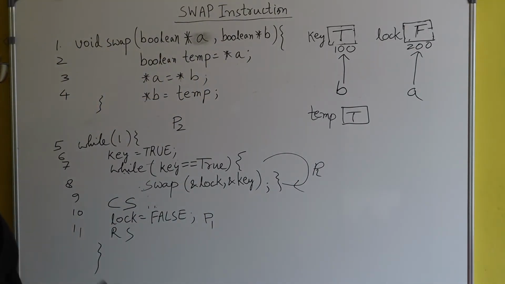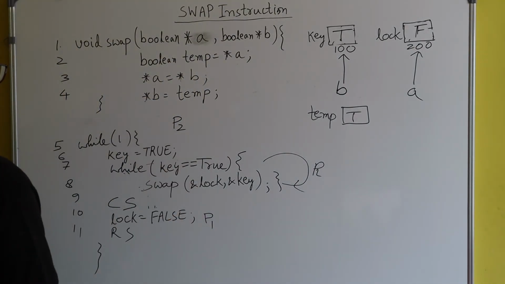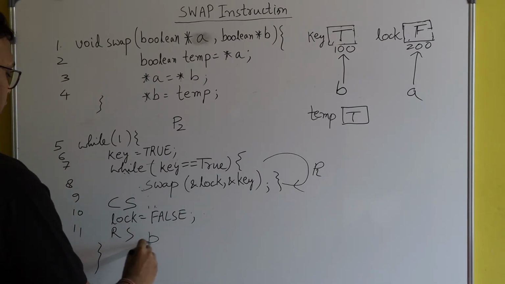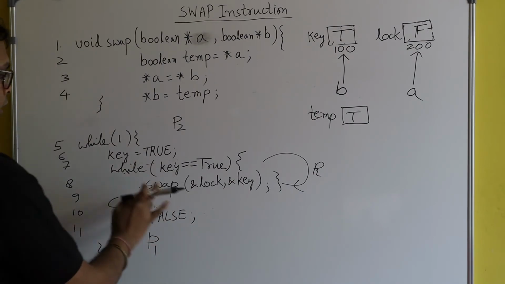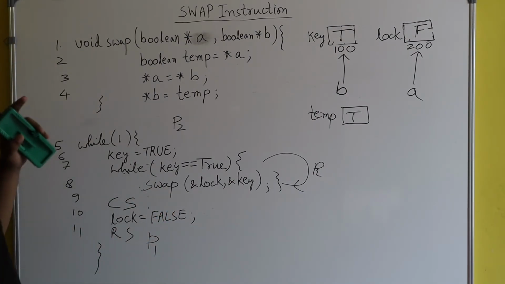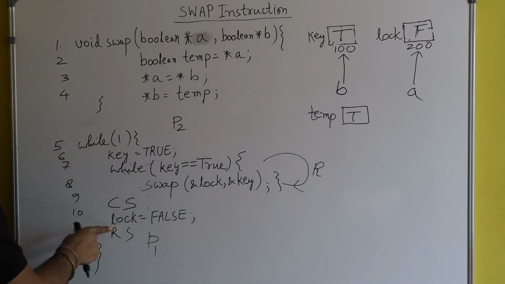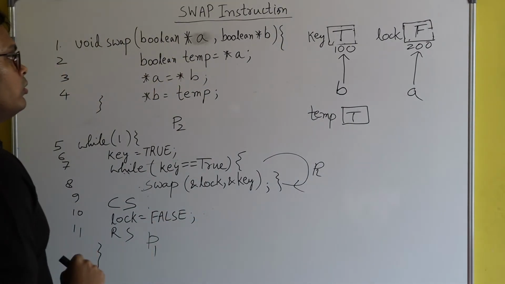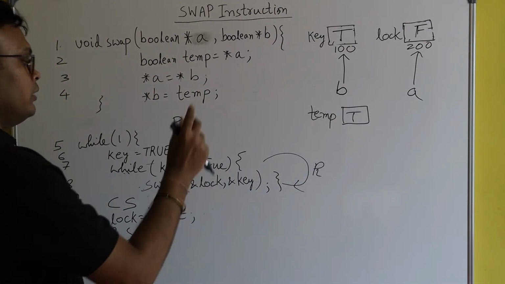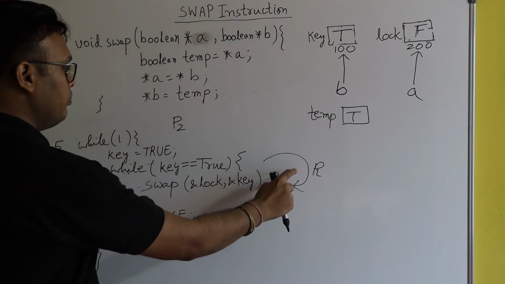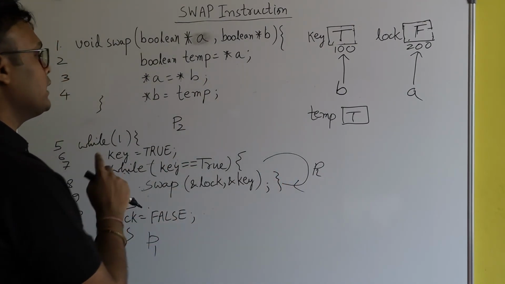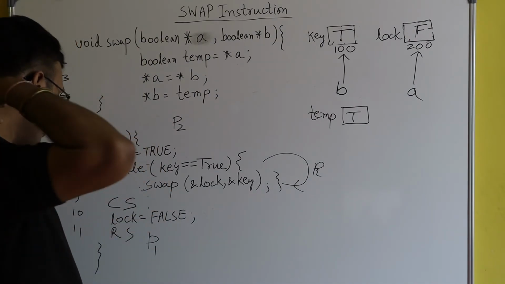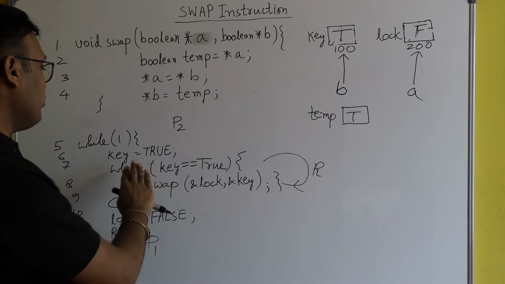Fine. And after that, P1 comes out of the critical section. That's the remainder section. So now P1 is here. I mean to say that P1 has come out from the critical section. Before coming out, P1 has made the value of lock false. So this statement will lead to the entry of P2 inside the critical section, or you can say that this statement lock is equal to false will lead to the breaking of this while loop.